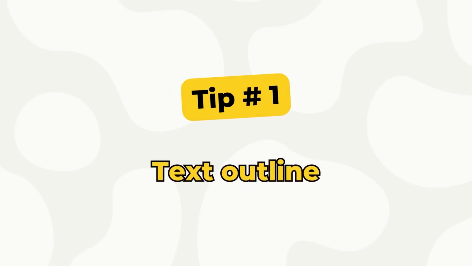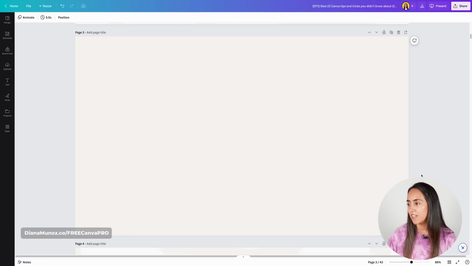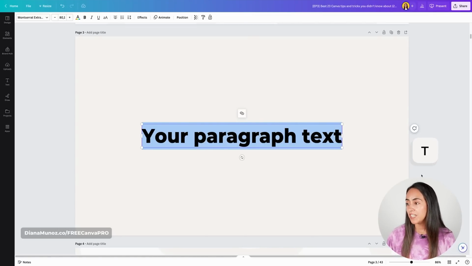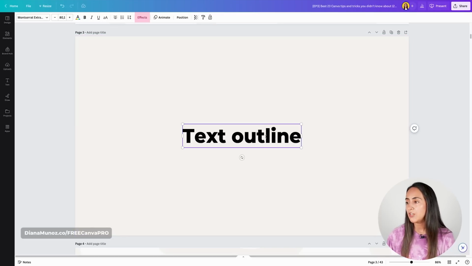Here's tip number 1. If you didn't know, there is a new button in Canva that adds an outline to your text with just one click. So you can go from a simple text like this to a trendy one like this one. Let me show you. Here I have an empty Canva document, and I'm gonna add a new text box by pressing the key T. I'm gonna change the text, and now by having the text box selected, I'm gonna go to the toolbar and click on effects.